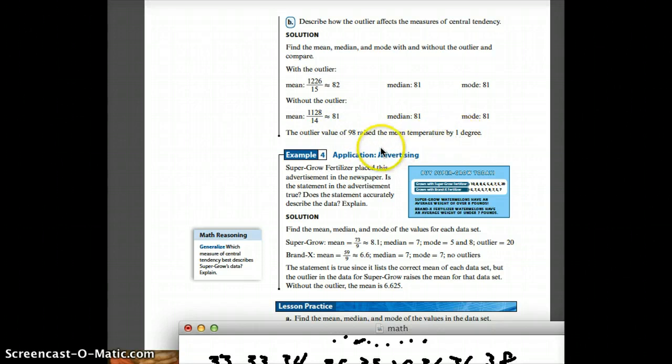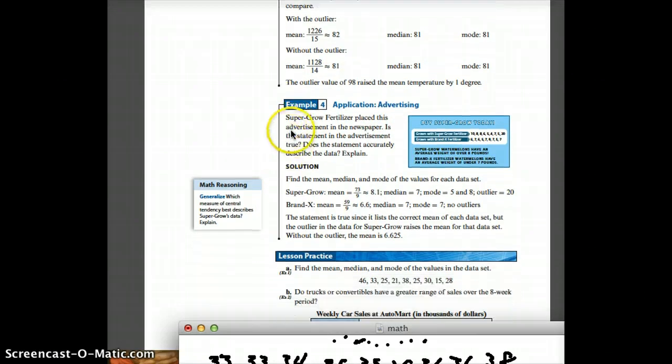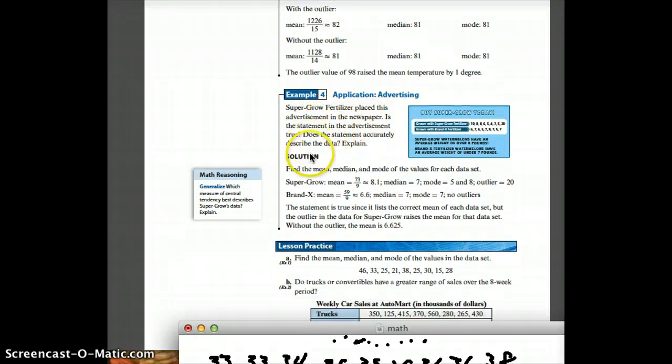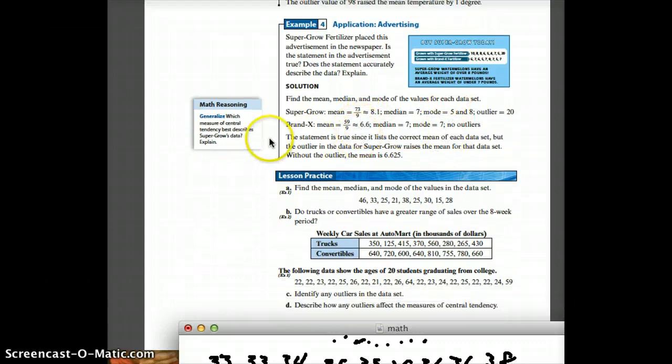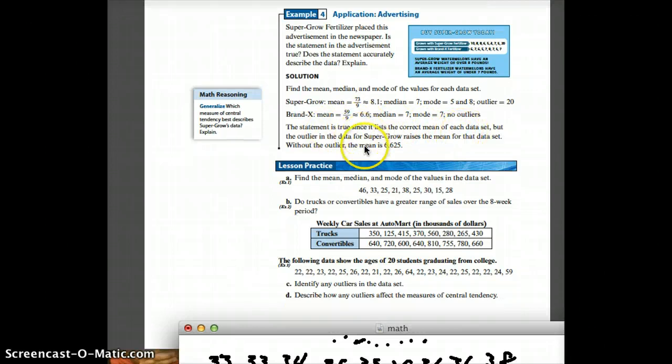All right. For advertising here, we have Super Grow Fertilizer places an advertisement in the newspaper. Is the statement in the advertisement true? Does the statement accurately describe the data? Explain. So again, find the mean, median, and mode of each of the values. This statement is true since it lists the correct mean of each data set, but the outlier in the Super Grow data set affects the mean. Without the outlier, the mean is 6.625.